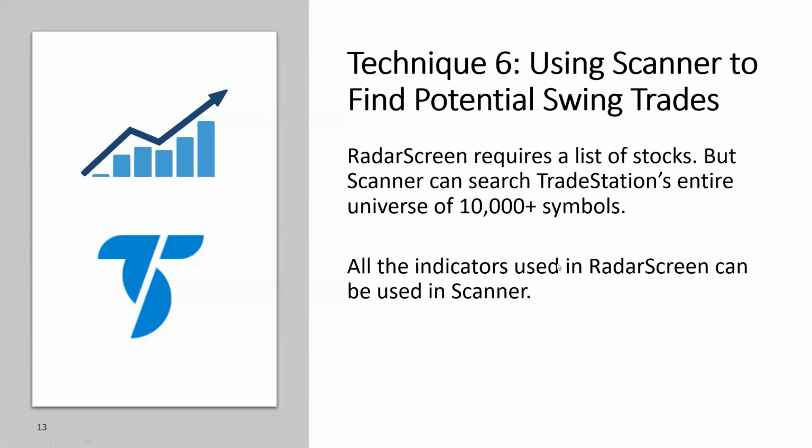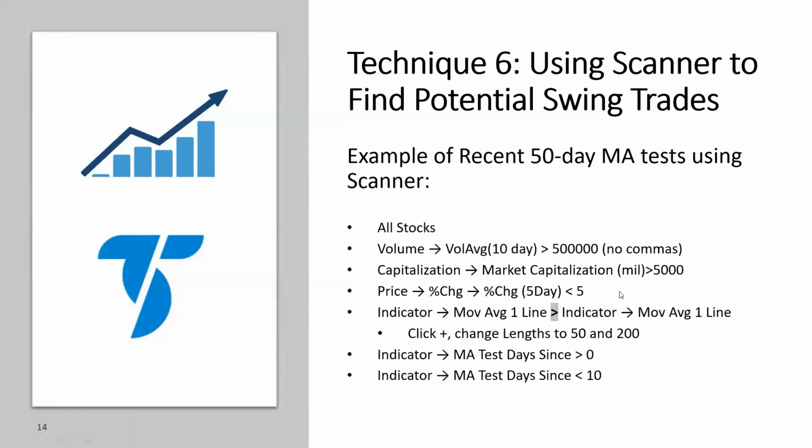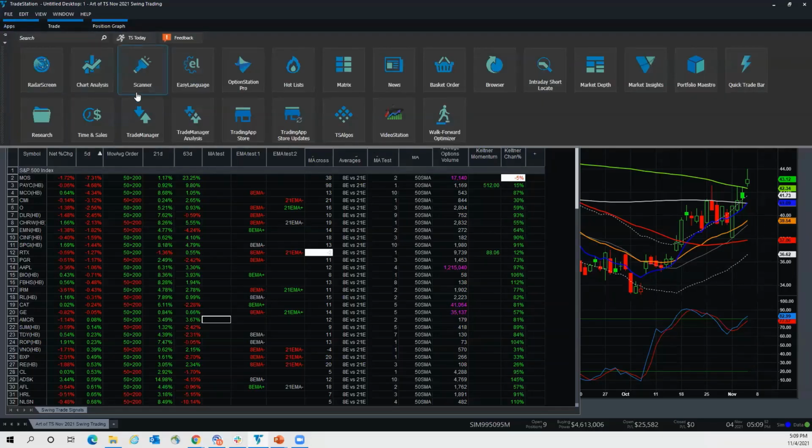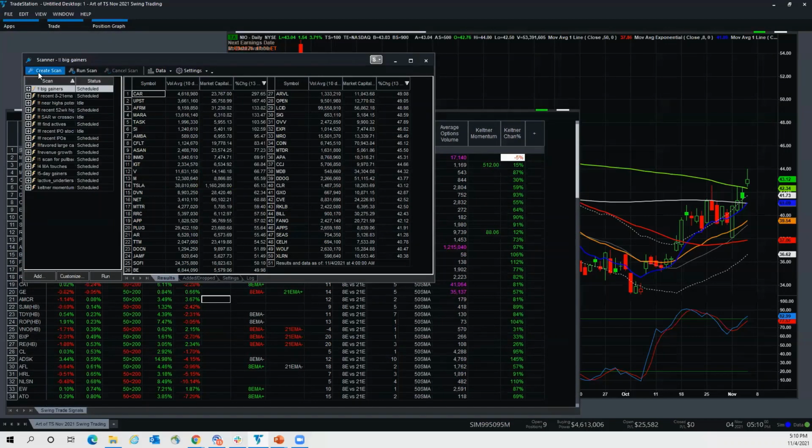All the indicators that I've given you in Radar Screen can be used in Scanner. You just need to be careful to make sure you get the settings right, and we're going to show you how to do that. So let's create a scan right now. If you go to apps, the scanner is the flashlight. You probably have it over here somewhere. I moved it. You can drag these around, but just look for the flashlight. Let's open this up. All right, I'm going to create a scan.